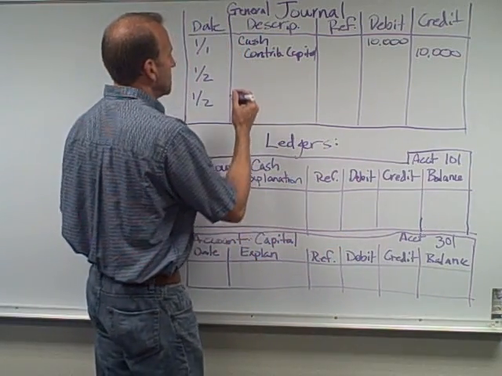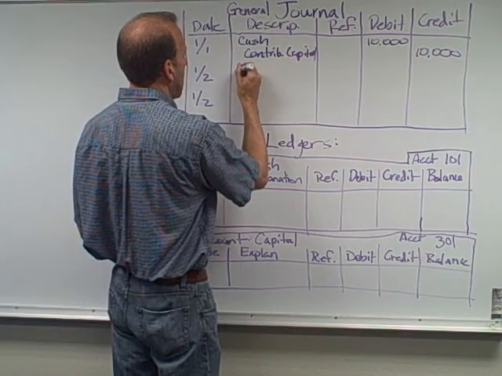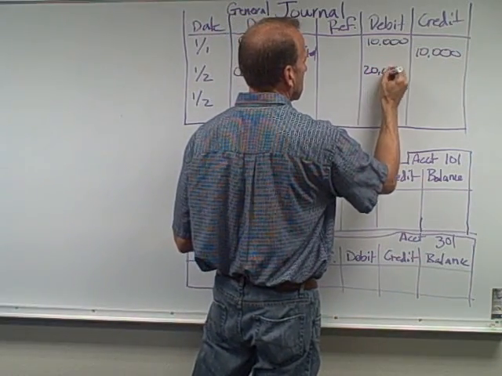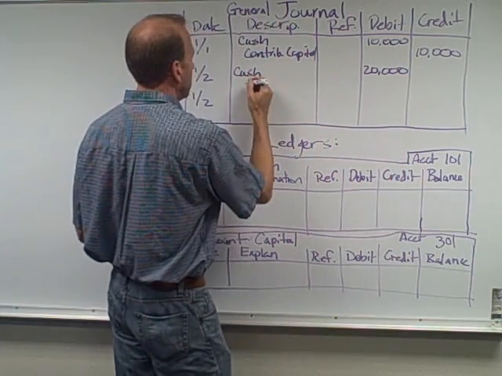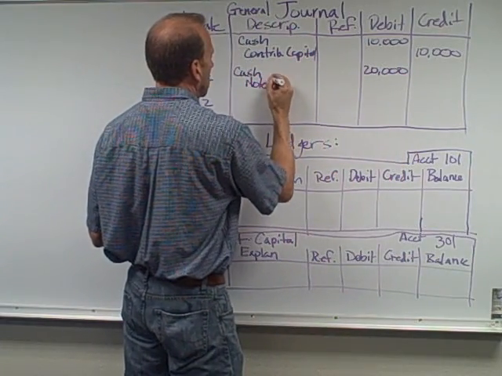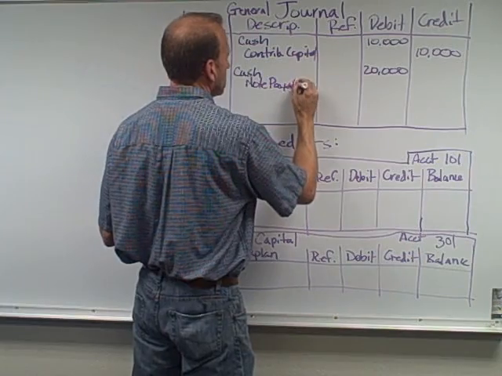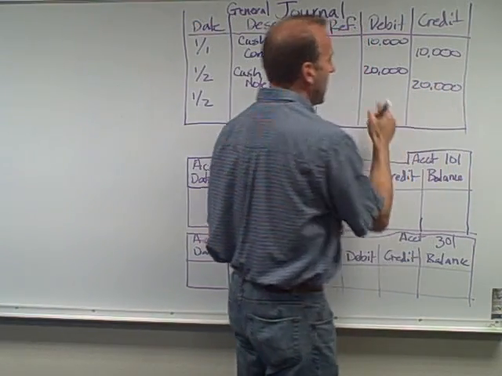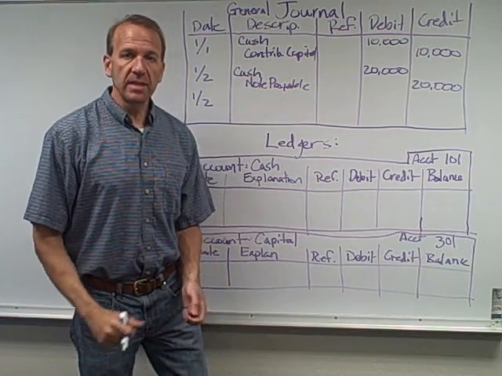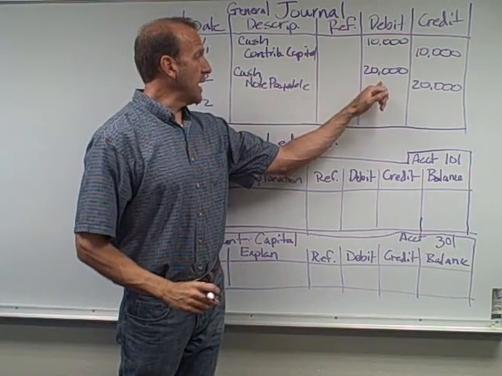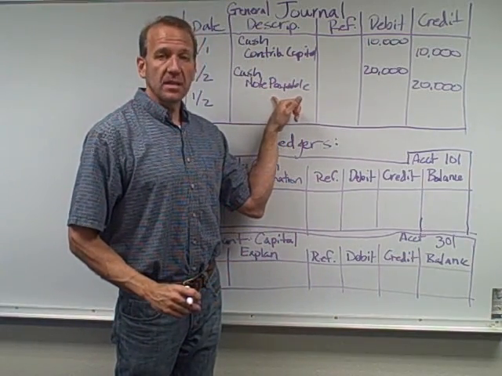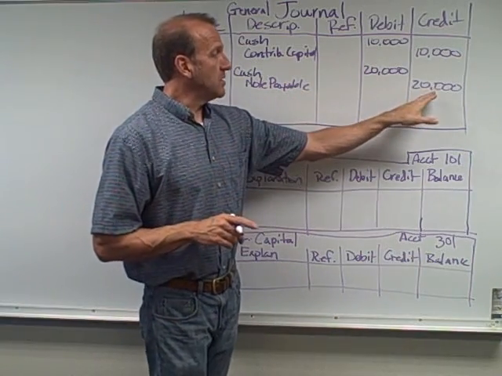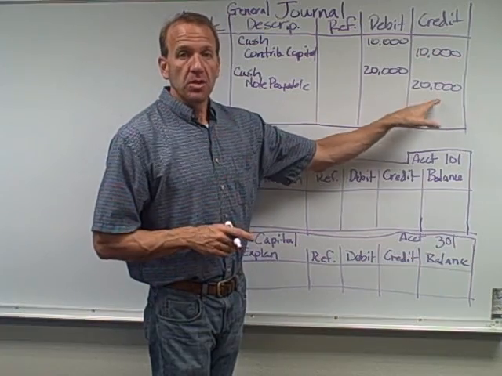The next transaction is, let's say that we borrow $20,000 cash. So cash goes up $20,000, and our note payable goes up $20,000. So we're going to debit cash. Debits increase assets, so the debit will increase the cash amount. Note payable, that's a liability, and we owe that money to the bank, so that's going to increase with a credit. So we're in balance here.